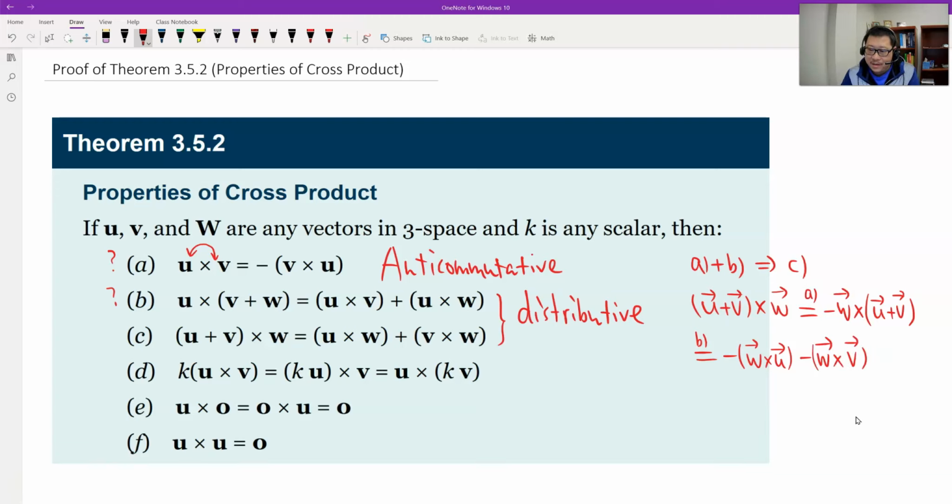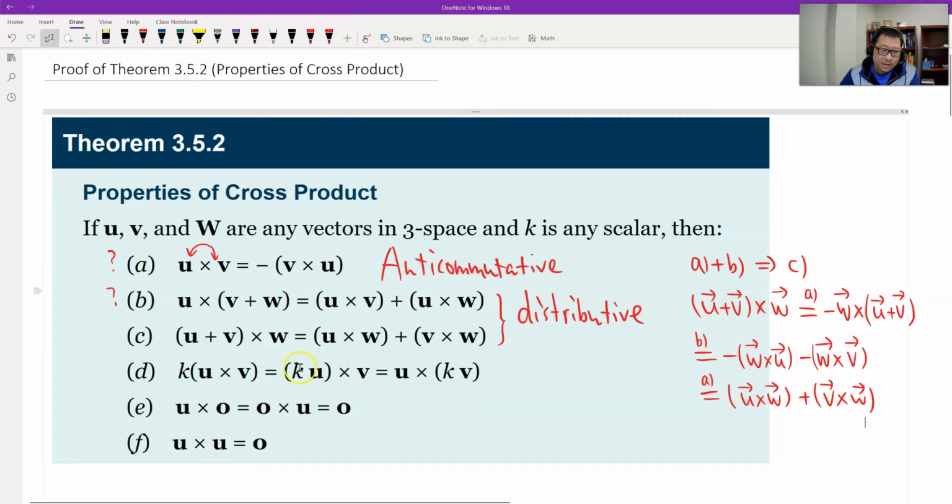And we switch the order again, which is anticommutative. We use A again. What do we get? We get U cross W. So the first should be U cross W. The second, now going to the opposite, is V cross W. This is the one for C. So C is correct. C is easy.